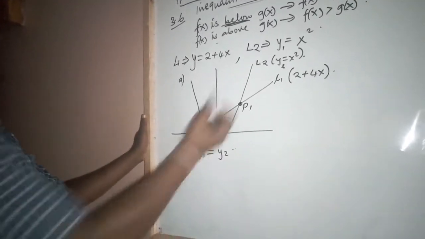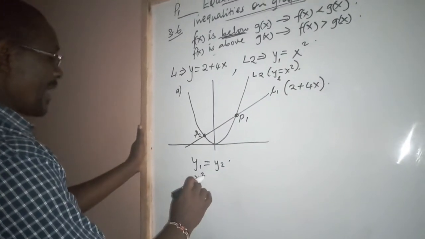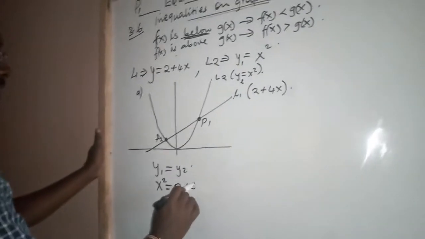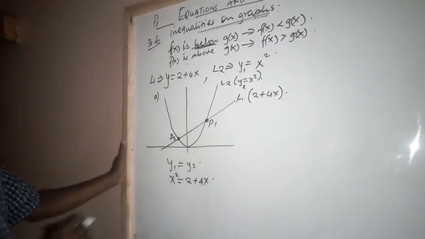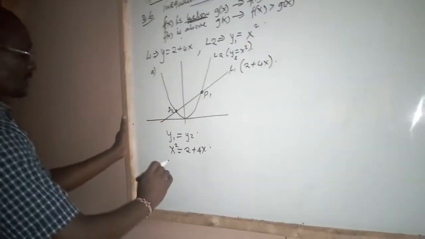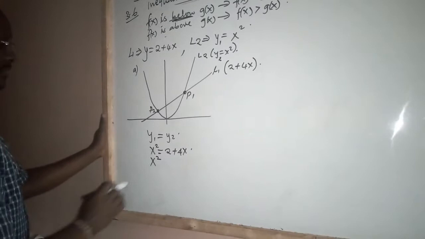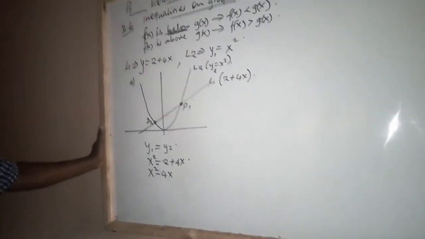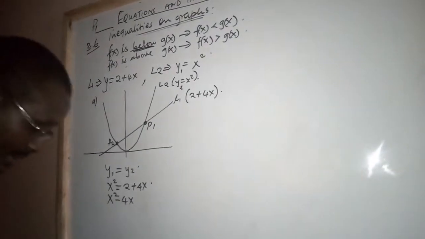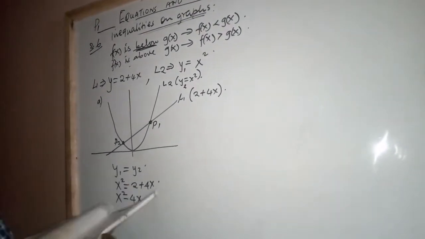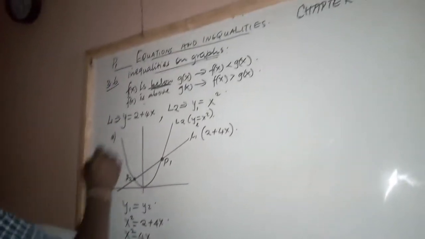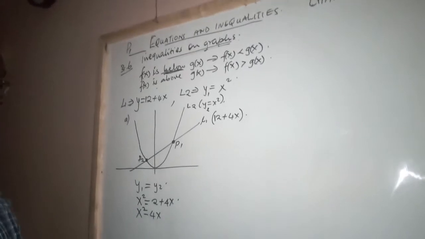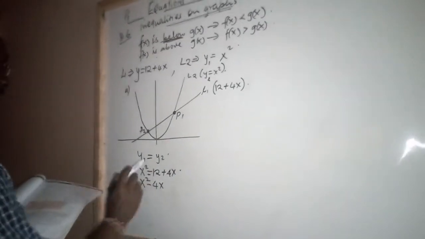What does that mean? But y1 is x squared equals 2 plus 4x. This means it's going to be a quadratic equation, and let's solve it like a quadratic equation. x squared minus 4x, and by the way, I would wish to note that this is 12, not 2. Please make changes. This is 12, not 2.